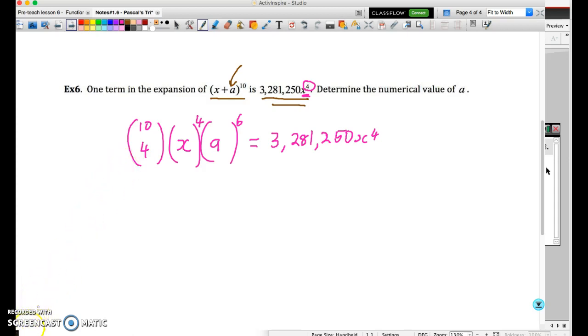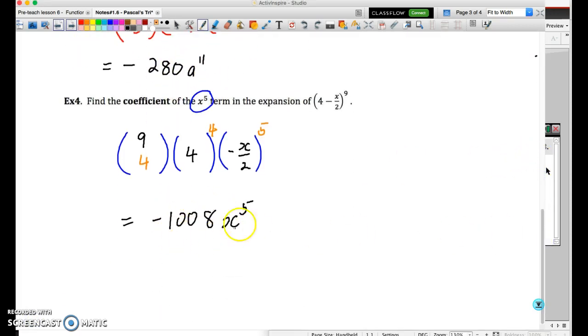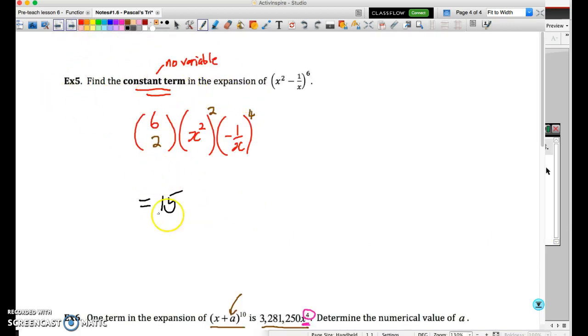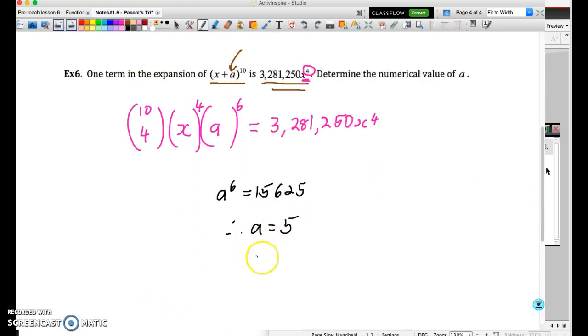Go ahead and work those. Hopefully you set them up yourself, and I'll write up some answers. All right, so here we go. We've got example 3's answer over here. If we scroll down, here is example 4's answer. Jumping ahead, example 5, the answer is 15 is our constant term. And in example 6, after a little bit of work and rearranging, a is equal to 5.